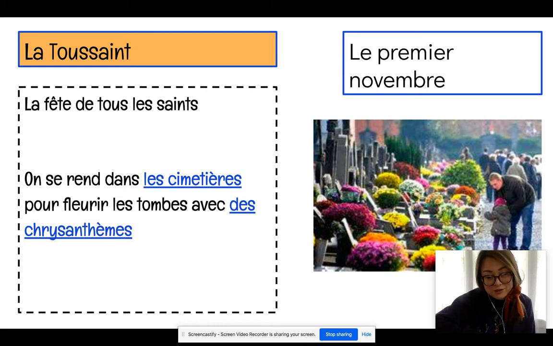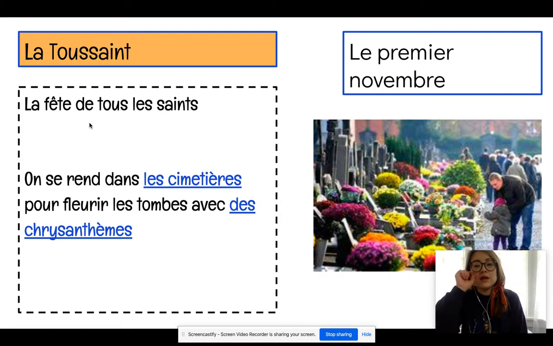Qui est vraiment française. La Toussaint, c'est le 1er novembre. Et c'est la fête de tous les saints. You can see it in the name itself. Tous, like all saints. So it's All Saints Day. On se rend dans les cimetières pour fleurir les tombes avec des chrysanthèmes. So this is the day where people honor and remember their loved ones who have passed away.